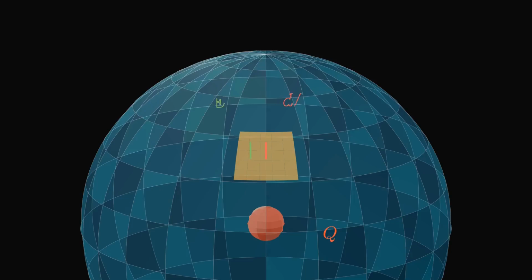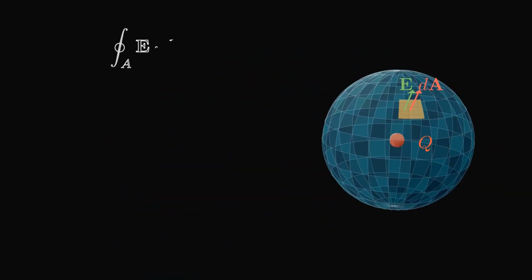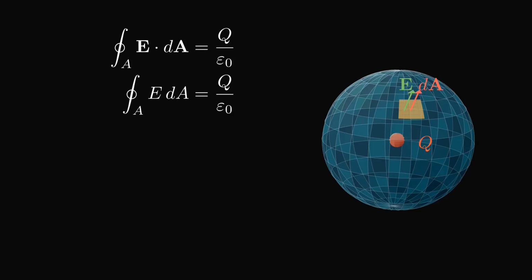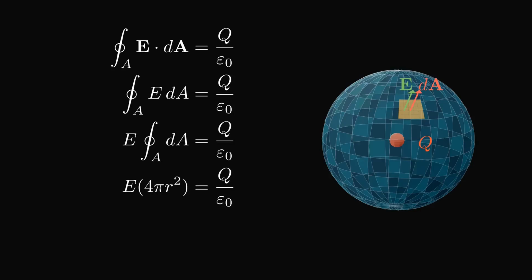Since E and our area vector dA are always pointing in the same direction, the dot product reduces to a scalar product of magnitudes. Again, we can exploit the symmetry of the electric field. Since E is constant at any fixed distance from the point charge, we can pull E right out of the integral. Now, what is the integral of dA over the surface? It represents the sum of all the area elements over the entire surface of the sphere. So it's just the surface area of a sphere, 4 pi r squared.